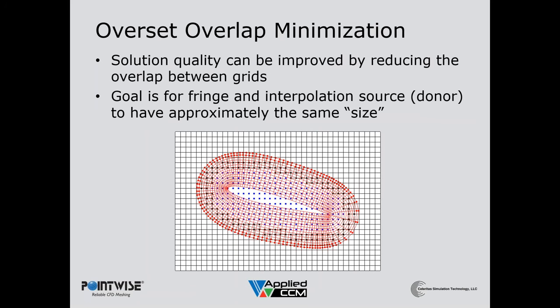We can improve the quality of the flow solution by reducing the amount of overlap between component grids. The only real guidance with this minimization procedure is the fringe and interpolation source or donor should be about the same size. So you can see we've marked as holes more of the Cartesian mesh surrounding the airfoil and moved the fringe boundaries closer together. The solution quality is improved since it is not propagated over the same region on different component grids with different resolutions.